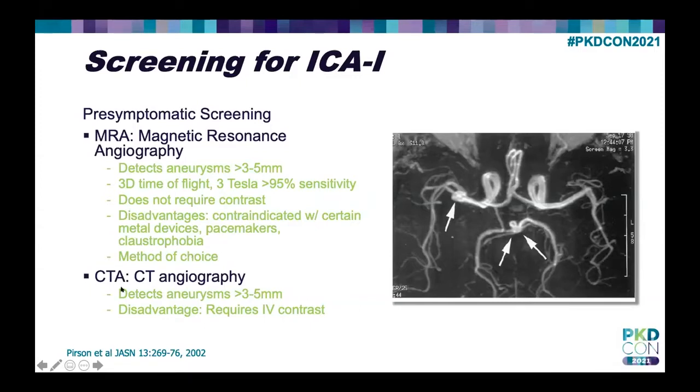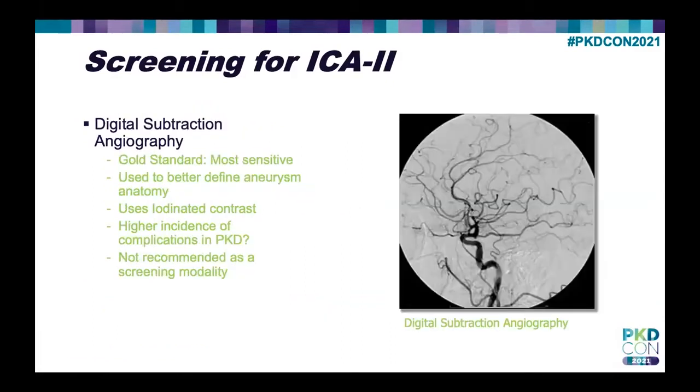The other main method is what we call CTA or CT angiography. This is also very sensitive, but the problem is that it requires iodinated contrast dyes, which, as you know, can have an effect on kidney function. So this is less preferred.